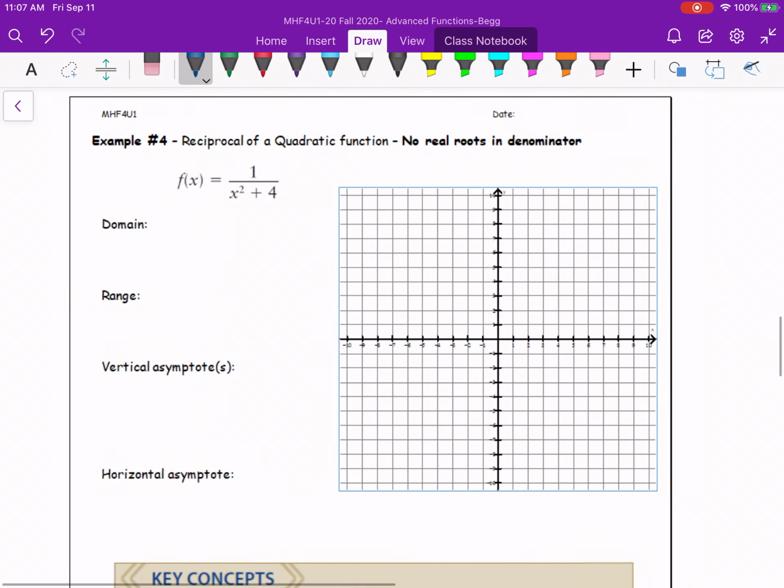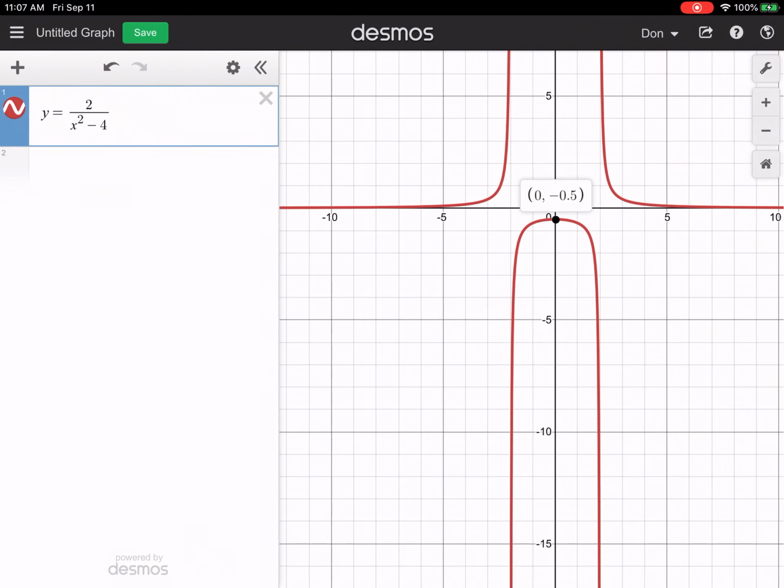Last example, reciprocal of a quadratic function if there's no real roots in the denominator. What are we talking about? Well, remember, not every quadratic has real roots. So let's actually just look at the denominator to start with. X squared plus 4. Factor that. We can't, right? We can't factor that. Why can't we factor that? Well, there's no two things that multiply to give 4 and add to give 0.